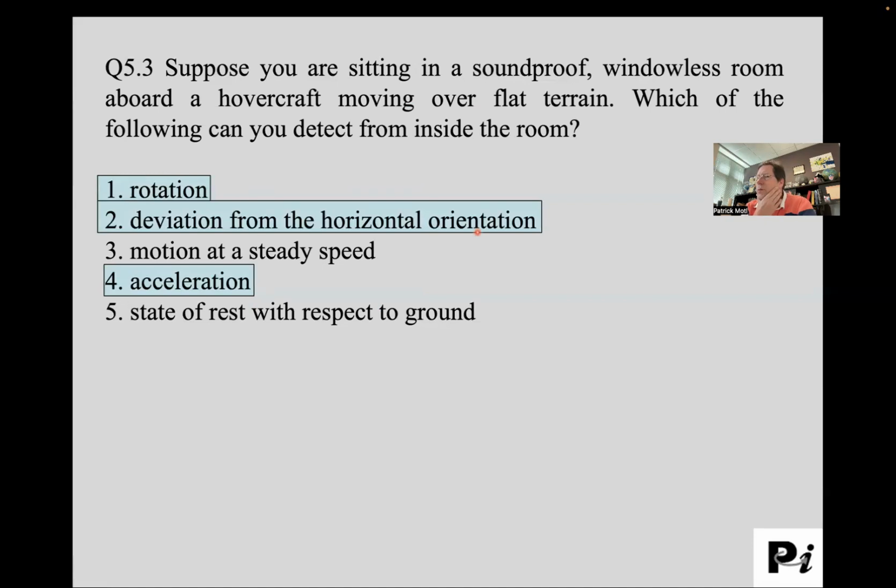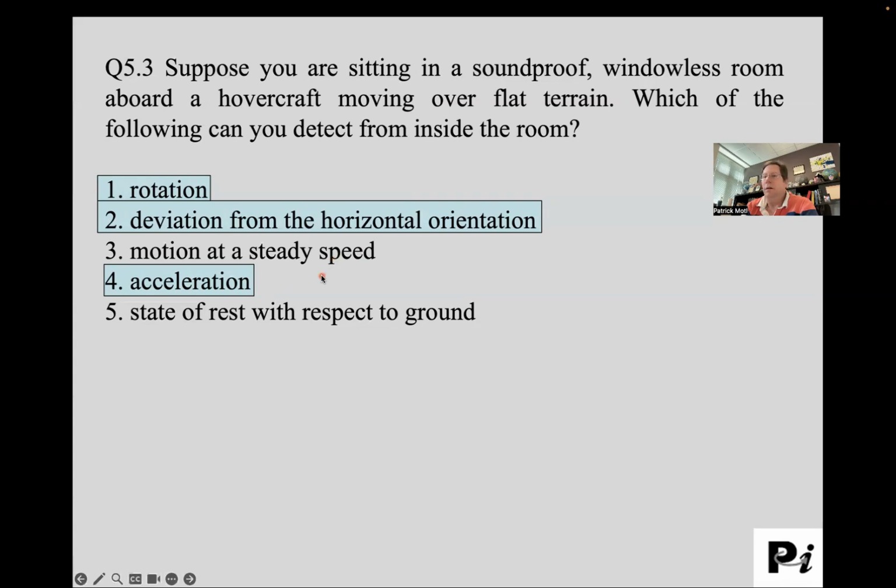We cannot tell if there's motion at a steady speed. Every inertial reference frame is equivalent to every other inertial reference frame. So there's no way to tell if you're moving at a steady speed. And similarly, jumping ahead to 5, there's no way to tell if you're at rest with respect to ground.